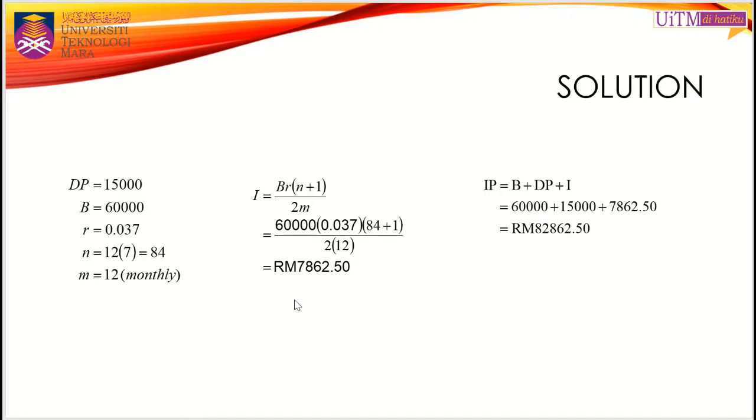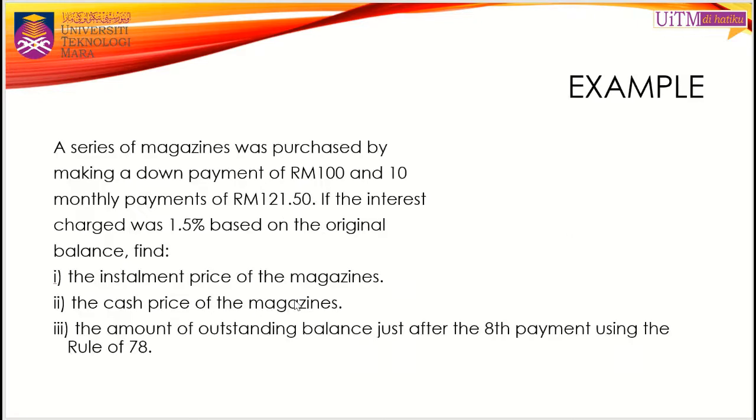So that is how you solve the first example: how you find the interest amount based on the constant ratio formula or reducing balance, and also find the installment price. With that we move to the second example.